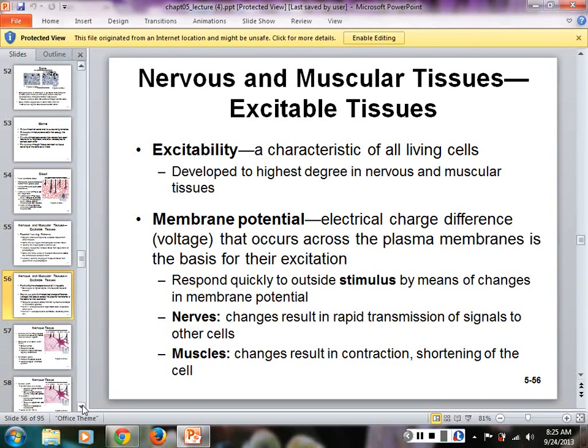Nervous and muscular tissue, these are your excitable tissues. Did I draw a picture of a muscle on the board? I've talked about this, didn't I? There are two tissues that are excitable, the nervous tissue and, of course, your muscle tissue. There has to be some type of outside force or stimulus to excite these particular types of tissues.